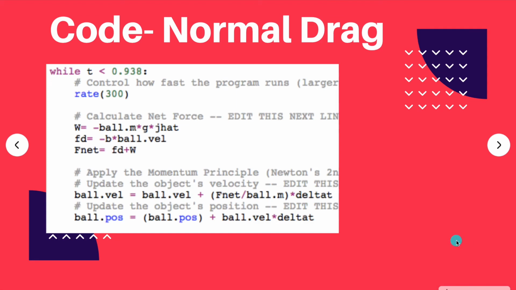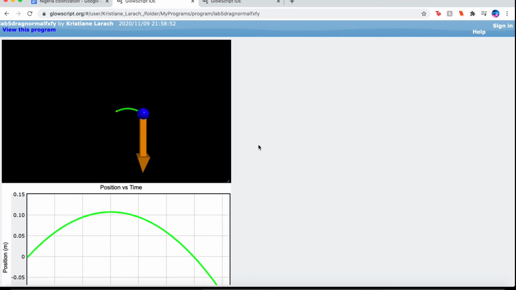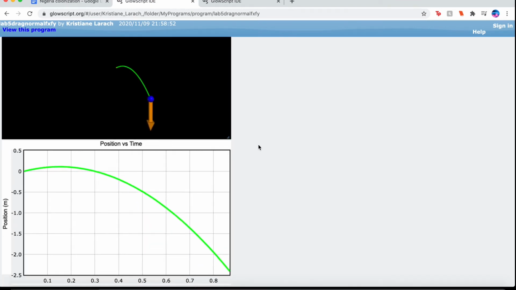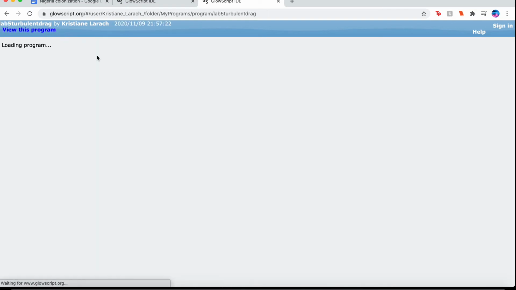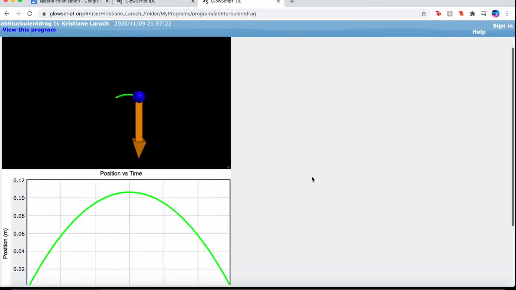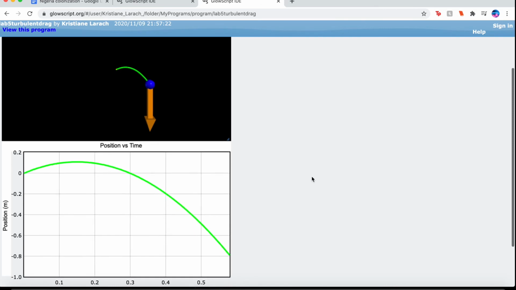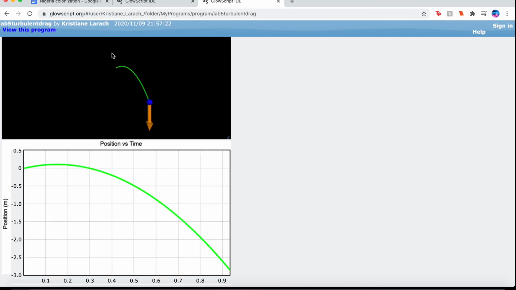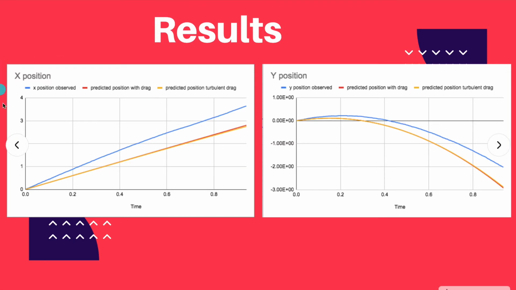Now let's take a look at what both of these models created on GlowScript. For the model for normal drag, these were the results. Turbulent drag, these were the results. You can't really see a difference between them here, but we will in a second. These are my results. I plotted both the x position and y position of the observed data we got from Tracker and the data we got from both computer models of normal drag and turbulent drag.